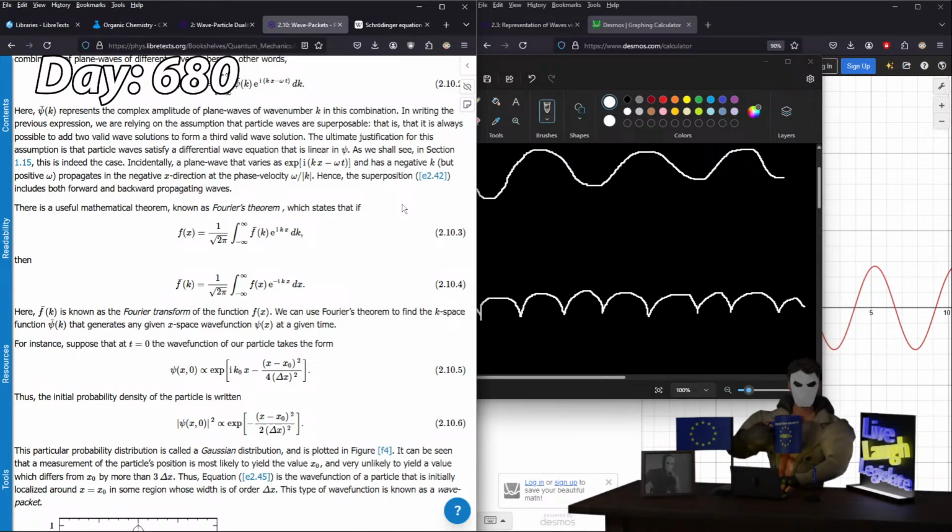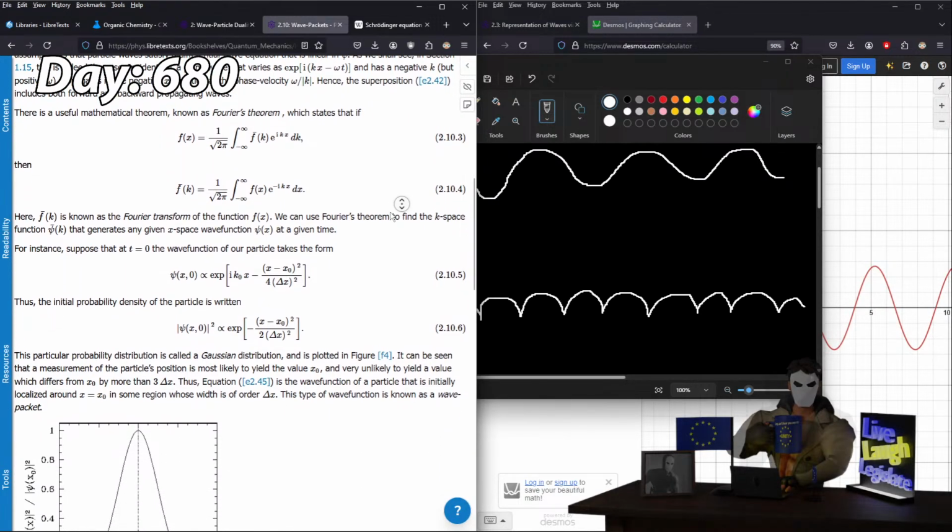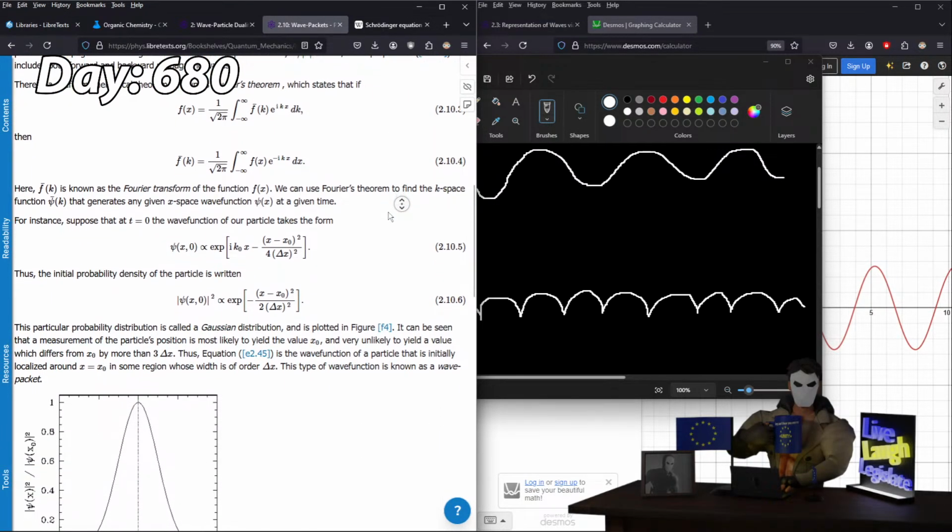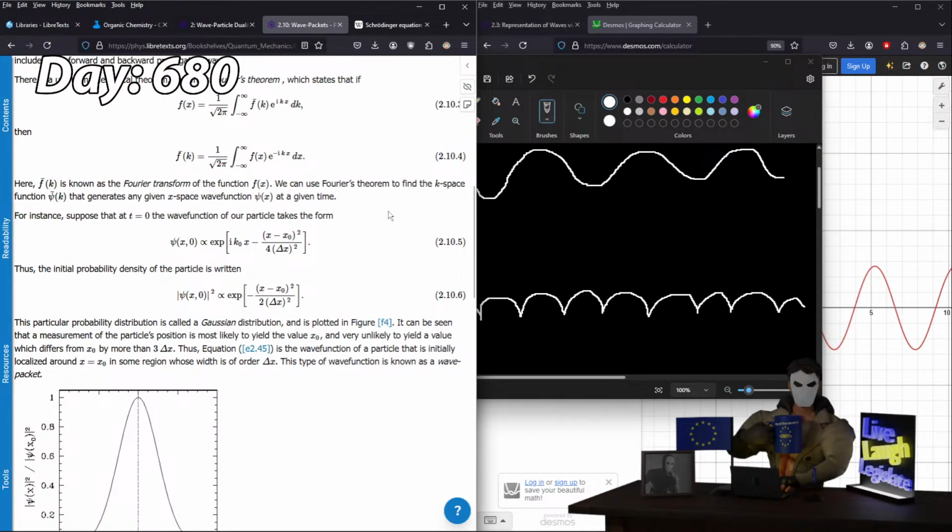Incidentally, a plane wave that varies as exponent of, okay, and has negative k propagates in the negative x direction with phase velocity. Hence the superposition includes both forward and backward propagating waves. There's a useful mathematical theorem known as Fourier's theorem, which states that, I'm familiar. For instance, we use Fourier's theorem to find the k-space function that generates any given x-space wave function at a given time.